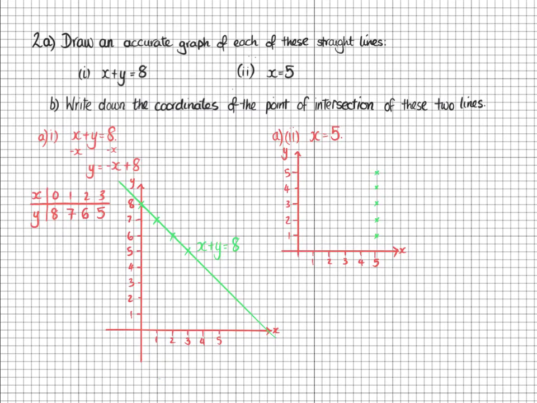So it's just a vertical line through the point 5. So that's our line x equals 5.